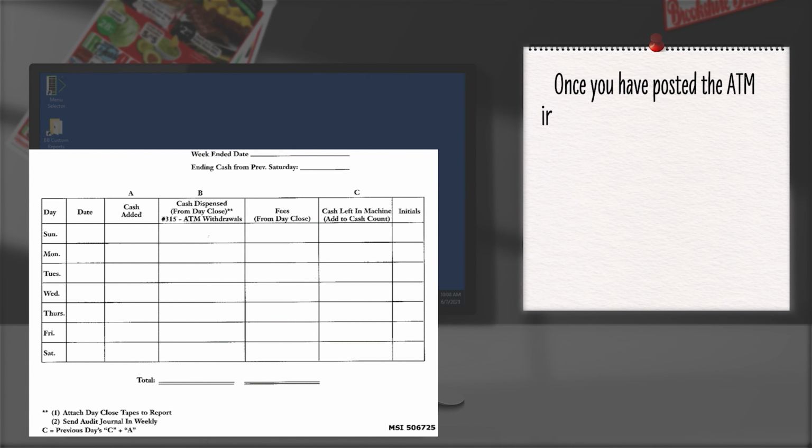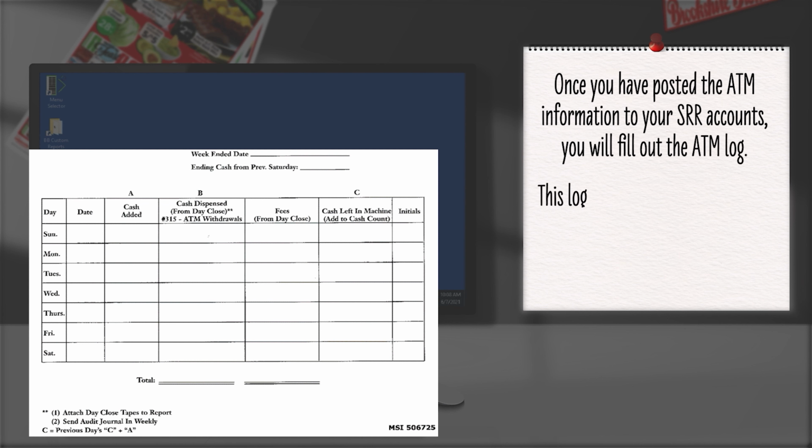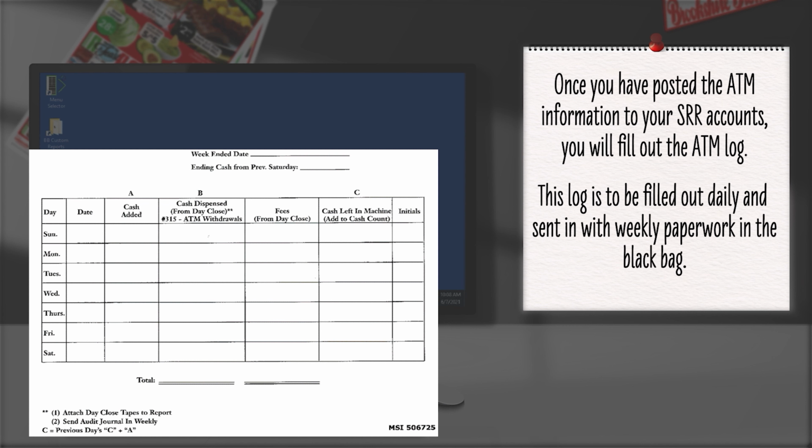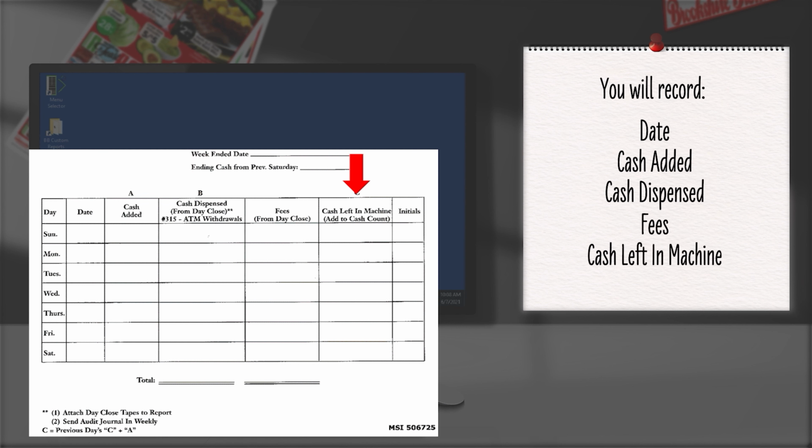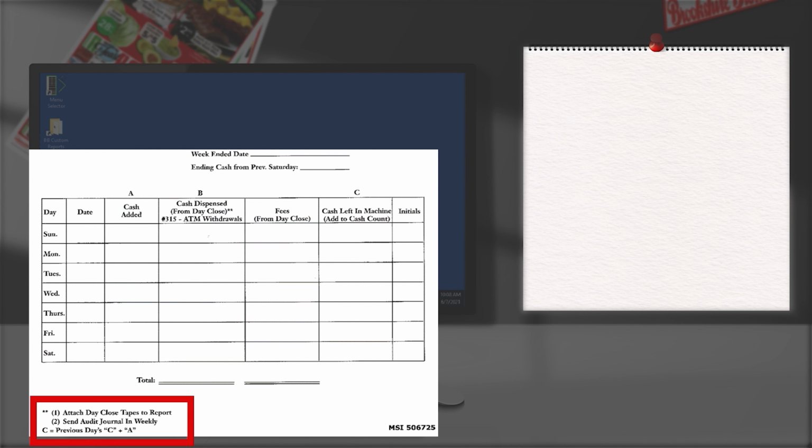Once you have finished posting your ATM information to your SRR accounts, you will fill out the ATM log. This log is filled out daily and sent in with weekly paperwork in the black bag. You will record the date, cash added, cash dispensed, fees, and amount of cash left in the machine.